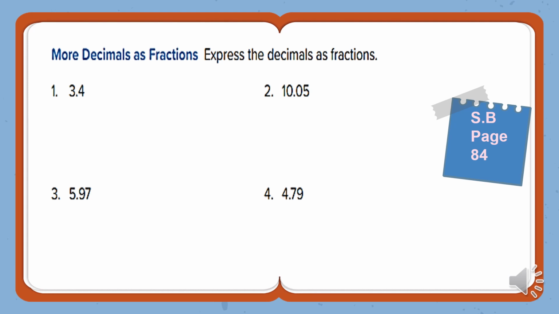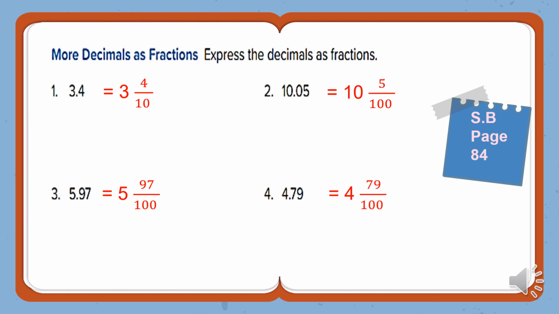Express the decimals as fractions again. So we have 3.4 as a fraction will be 3 and 4 over 10. Number 2, 10.05. So it will be 10 and 5 over 100. Number 3, 5.97. It will equal 5 and 97 over 100. And 4, we have 4.79. So equals 4 and 79 over 100.